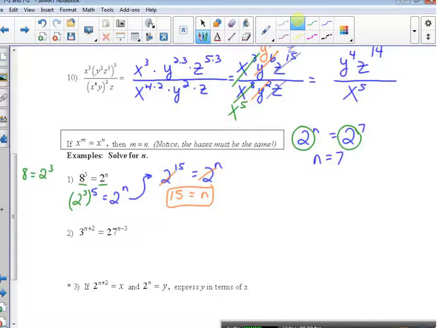For number 2, start by looking at the larger one. See if you can write 27 using the 3. So 27 is indeed equal to 3 to the third. You've got to be thinking powers. So I'm going to replace 27 with 3 to the third, and everything else is going to remain the same.